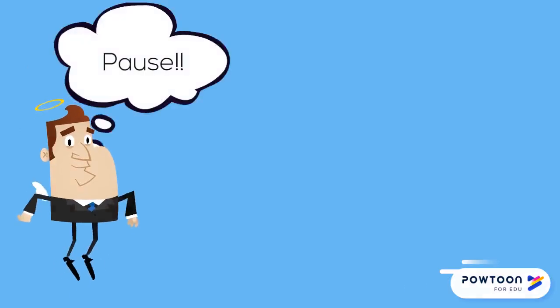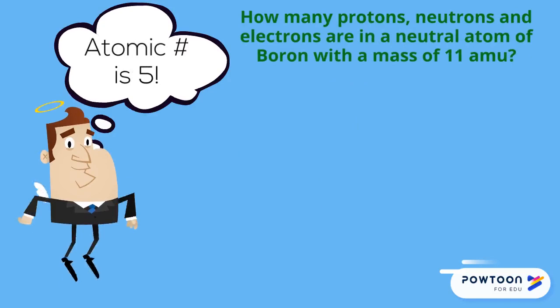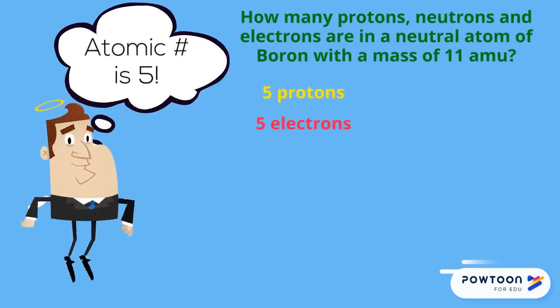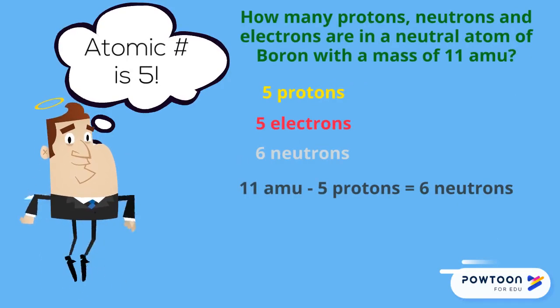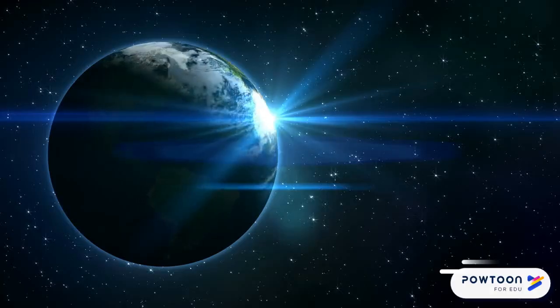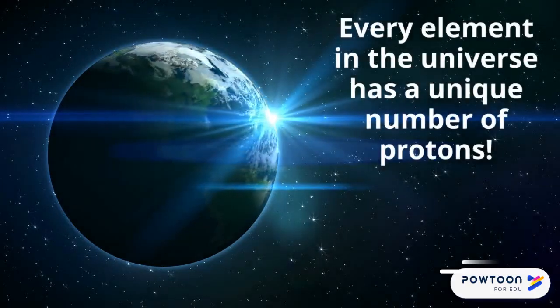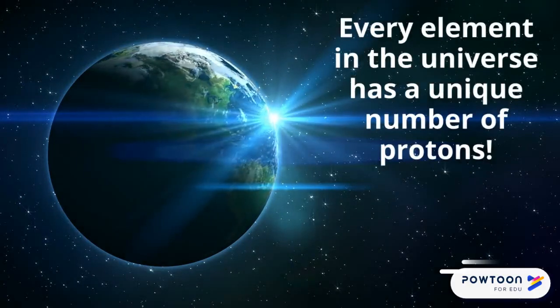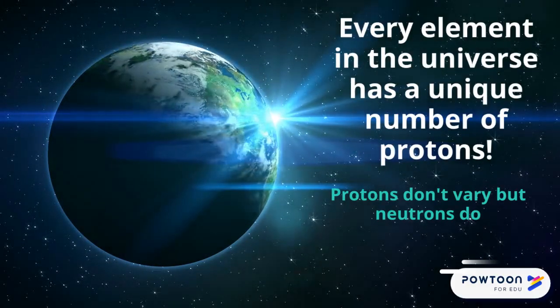Let's try a practice problem. Pause the video while you determine the answer. The answer is 5 protons and electrons from the atomic number and 6 neutrons. Remember how I said that the number of protons identifies the element? What I mean is that for a given atom of one specific element, the number of protons is always the same. Every atom of carbon will have 6 protons.